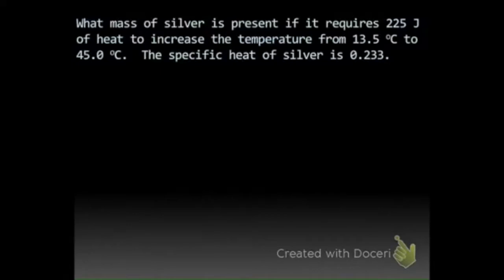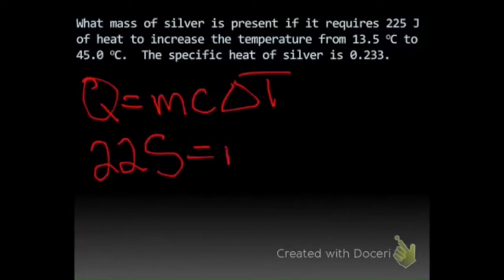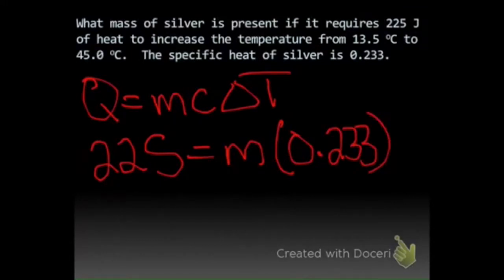Q equals MC delta T. We're looking for the mass. We know Q, because it tells us it's 225. I don't know M. We do know C, it gave us that, 0.233. And delta T is the change in temperature, so we subtract 45 and 13.5. So our change in temperature is 31.5.